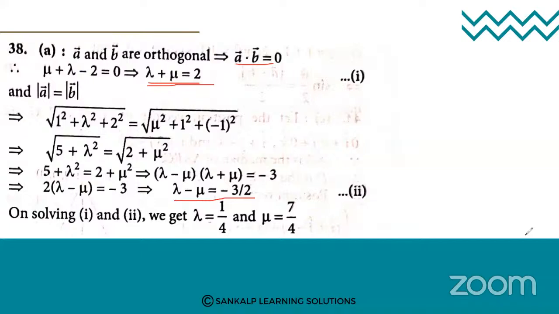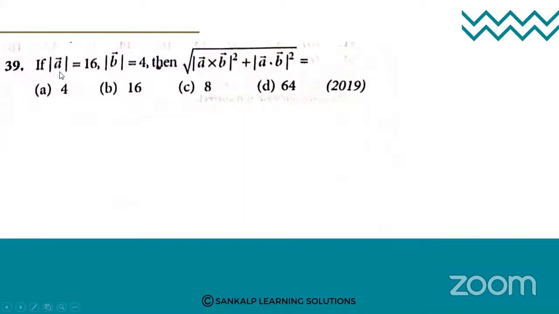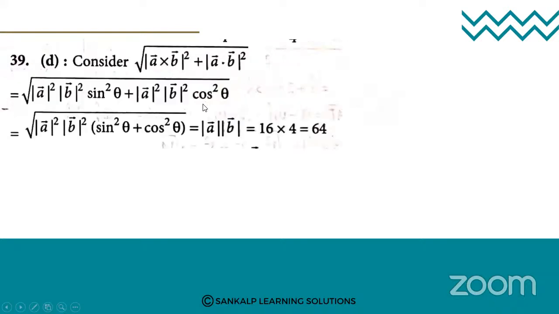Next example. They have given mod A is equal to 16, mod B is equal to 4, and the square root of mod (A cross B) square plus (A dot B) whole square is equal to what. For this example, there is a shortcut. Okay, see what the shortcut is.